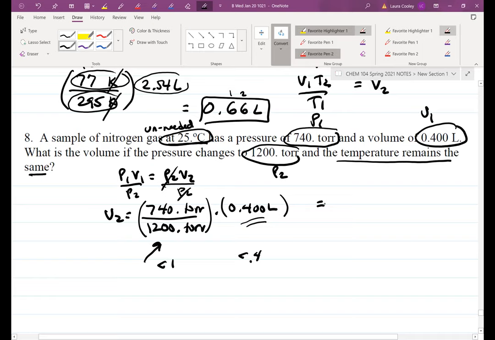So there, I got 0.246. Well, yeah, you'd round up. Okay. And it's 3 sig figs because you have 3 here, you have 4, you have 3. So you have 3. Okay. All right. Yeah, it makes a lot more sense.